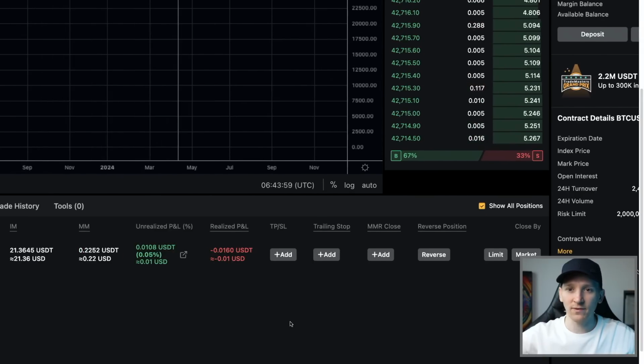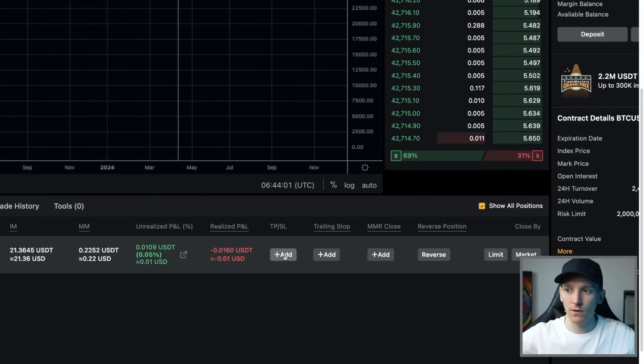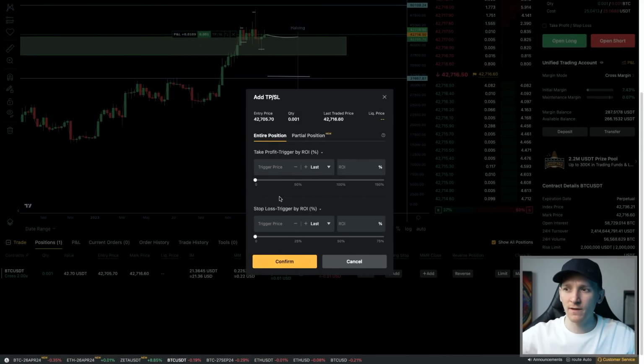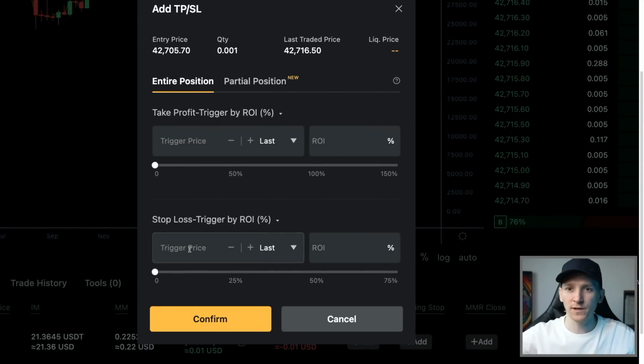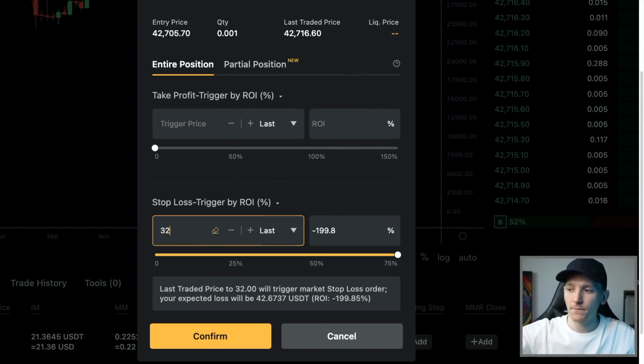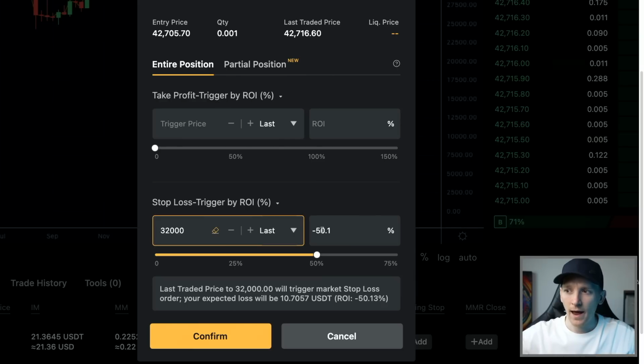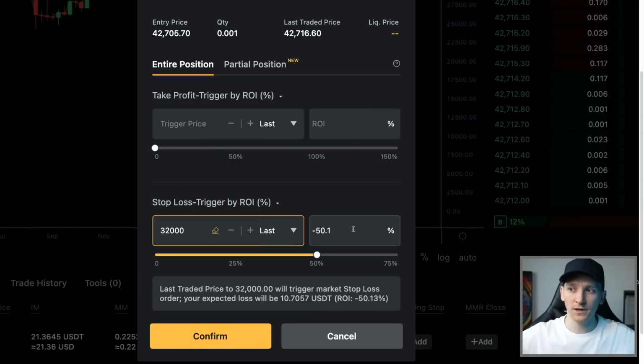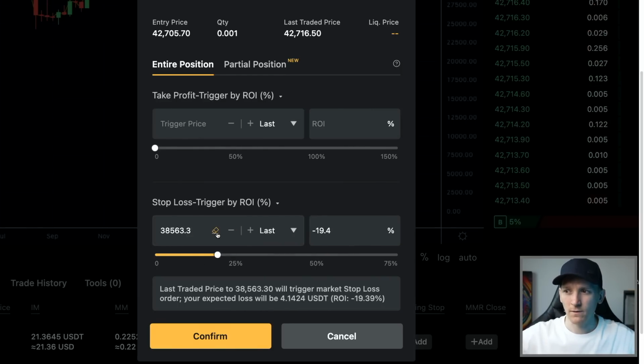And then we can edit the take profit and stop loss orders here as well. So we can click add. And what you can see here is we can choose a price. Now for me, I know that the stop loss was 32,000. So we can do that. And that's a 50% loss. We worked that out already. It was around a 50% loss of where we were. So that's well within our liquidation. And you can change this on the slider, right? You can just change the percentage loss rather than choosing a price. So you can work that out for you.